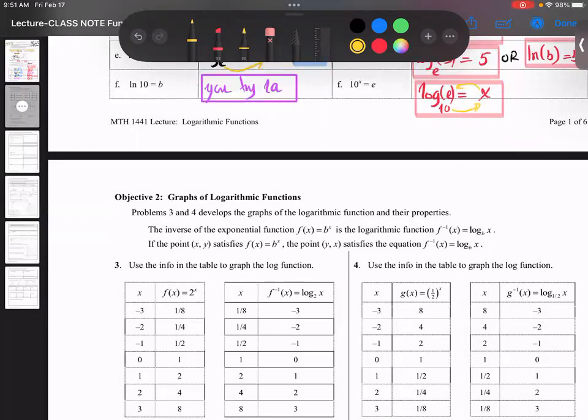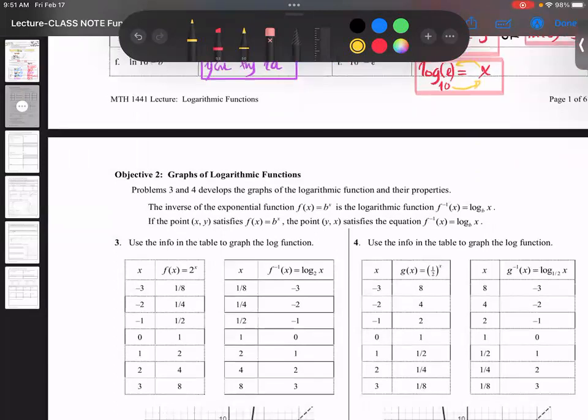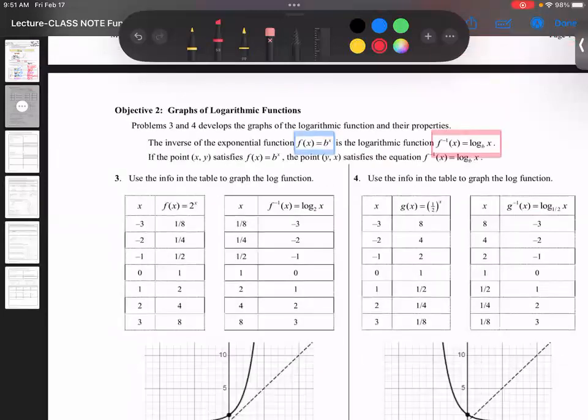Okay, so we agree that if I were to call f of x is b to the x, then the inverse of f of x will be f inverse equal to log base b of x. And again, we know that they swap domain and range. So if you look at number 3, they make a table for us already, which is good. If I plug in -3 into x, 2 to the -3 is 1/2 cubed, which is 1/8.